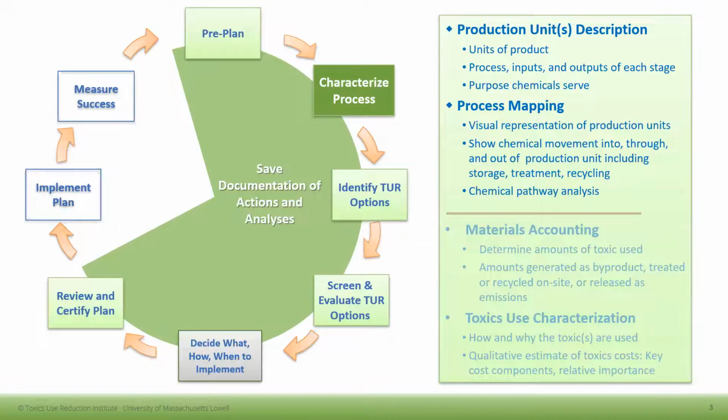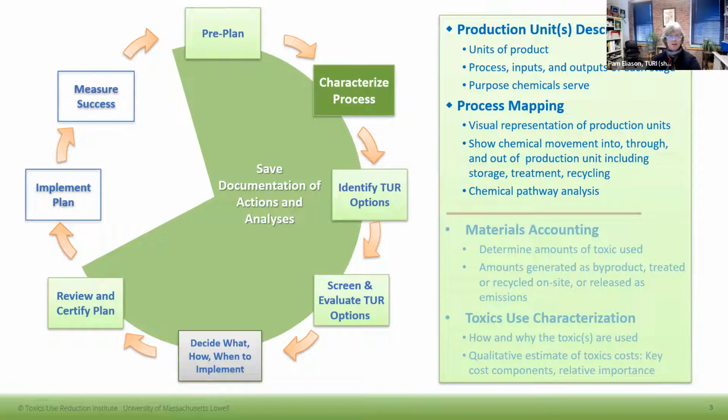So I wanted to start by showing you this graphic. This is something that we use in the training for new planners. And the whole concept is that toxic use reduction planning is not a linear action. It's not something where you start at point A and go to point Z and call it done. It's a continual improvement process. Some of you may feel like it's a never-ending cycle. It really ought to be a fairly never-ending cycle. It should be something that is there for us to continually be thinking about.